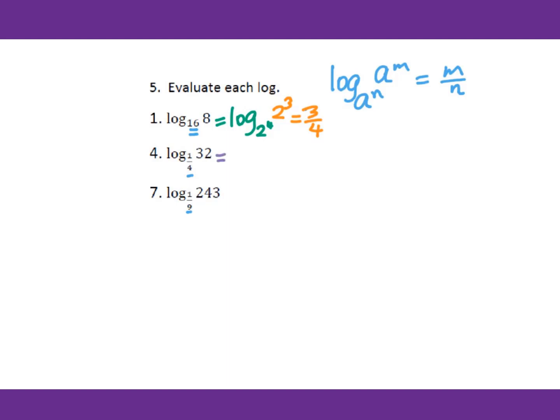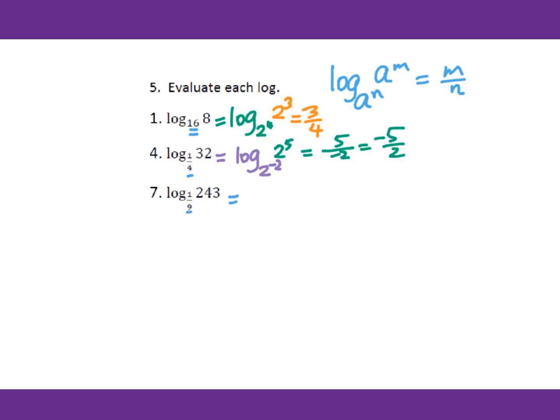For number 4, I can do log base 1/4. I can write down 2 to the -2nd power. For the 32, I can write down 2 to the 5th power. So you get 5 over -2, equals -5/2.